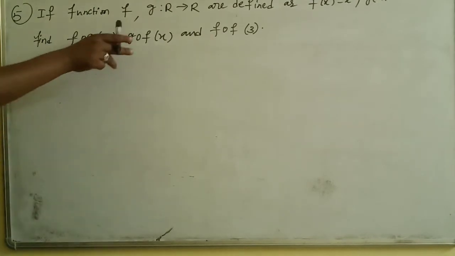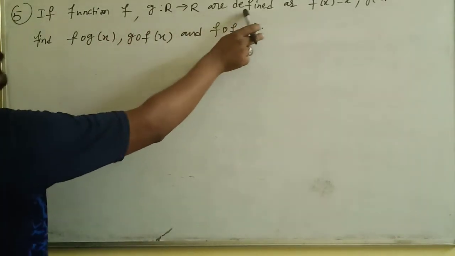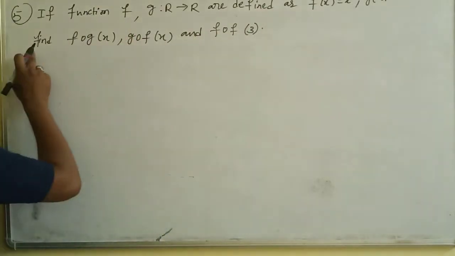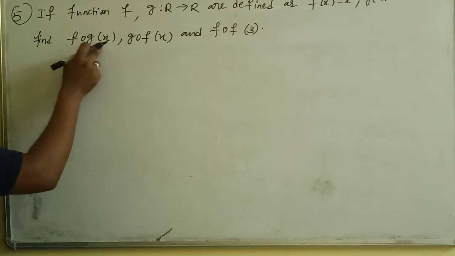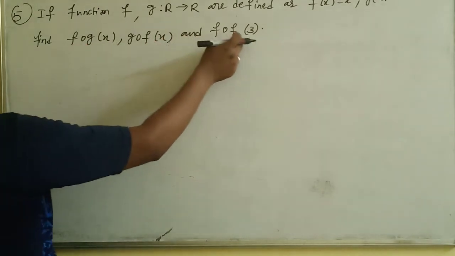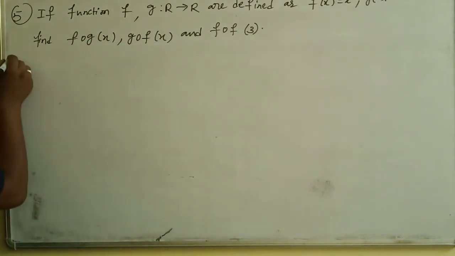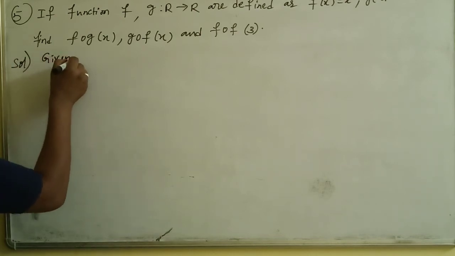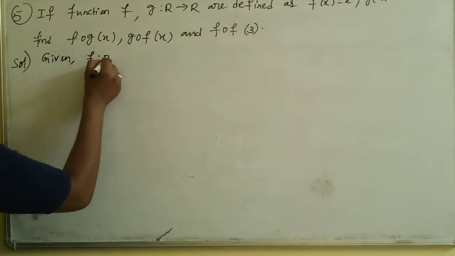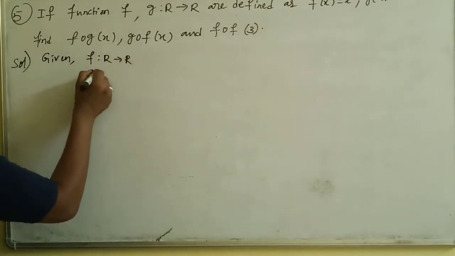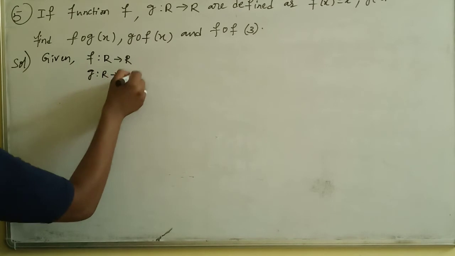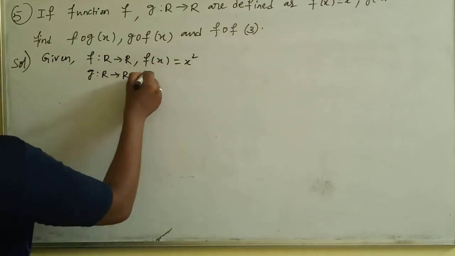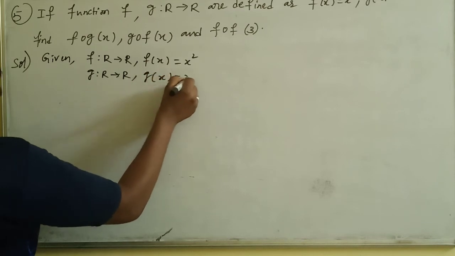If functions f, g map R to R are defined as f of x equals x square, g of x equals 2x, then find f circle g of x, g circle f of x, and f circle f of 3. So first, always write the solution, whichever is given. Given f maps R to R, g maps R to R, and f of x is equal to x square, g of x is equal to 2x.